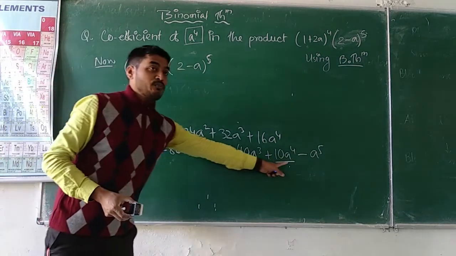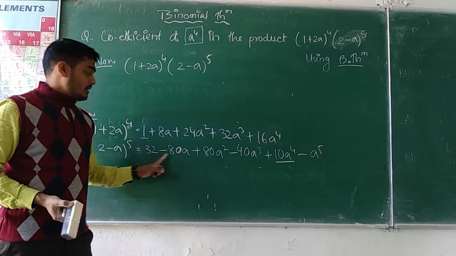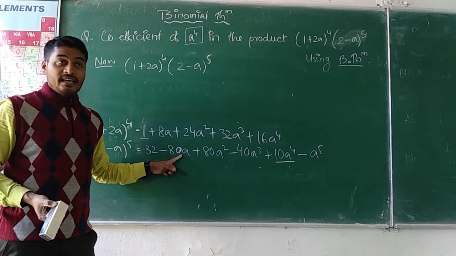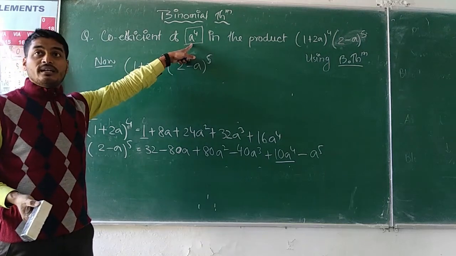মই এইটো বস্তু কিয় ইম্পৰ্টেন্ট দিছো, কাৰণ তুমি যদি 32 মাল্টিপ্লাই কৰা we will have 32. If we multiply this one we will have minus 80a, that means it will contain a. a contain কৰিব, e কি contain কৰিব, a square, but you have to find out all those terms which contain what, a to the power 4.